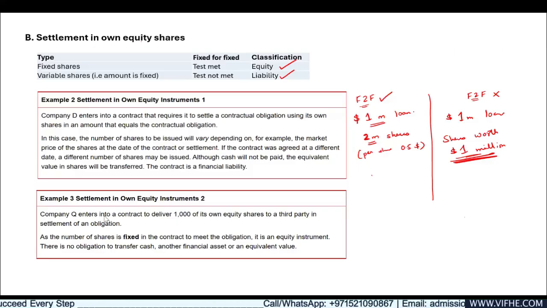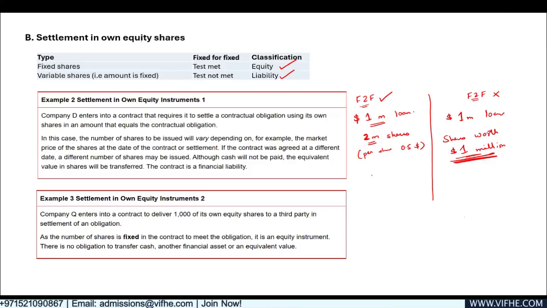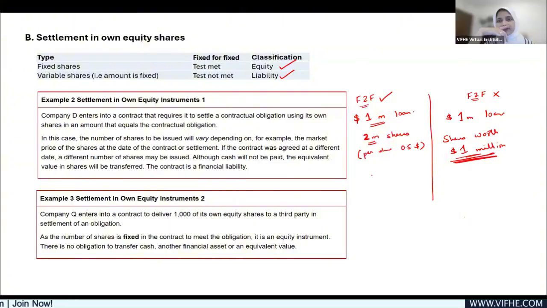Worst case, you're giving 2 million shares, right? I'm giving 2 million shares. It's fixed, 2 million shares. When the market price rises to $1, you're giving extra shares as a bonus. Should I take it as a bonus? No, no. You're not giving extra shares. What are you giving? You're giving 2 million shares only.